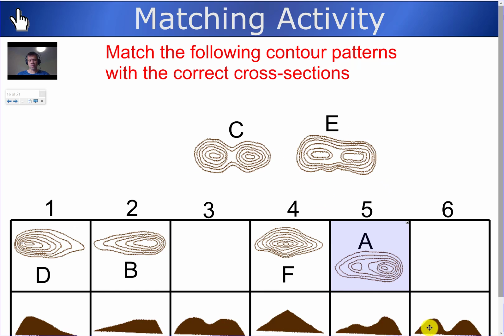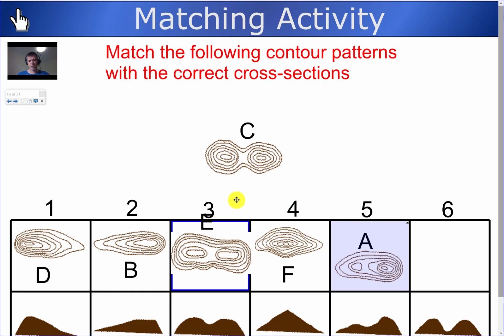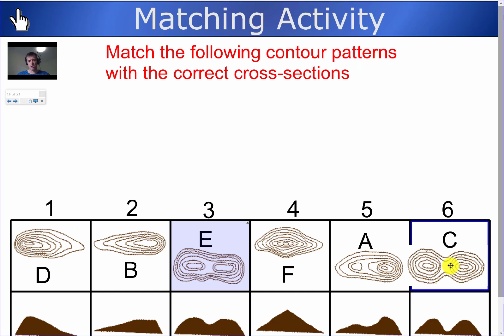Now we have our 2 similar looking mountains. They've both got 2 hills, but one of them goes down deeper in the middle, which means it's going to have more contour lines around each of the hills. So it's a bit shallower here, whereas this one here, the actual mountains themselves don't stick out quite as much. So E must be 3 and C must be 6. There you go. Hope you did well.